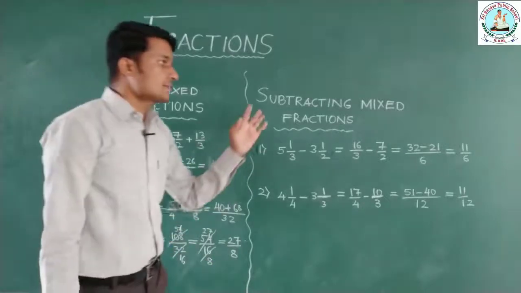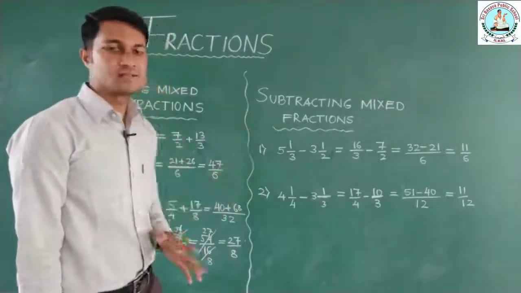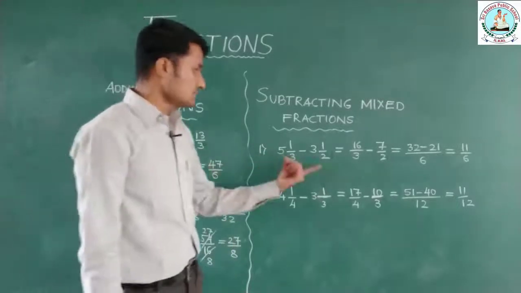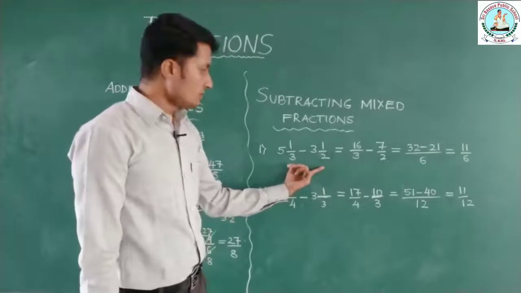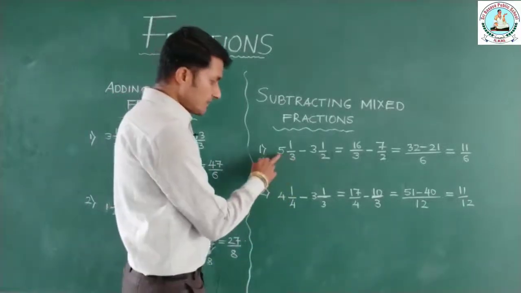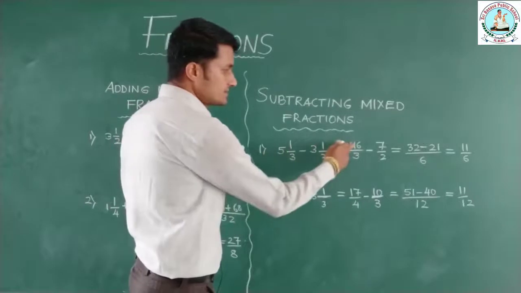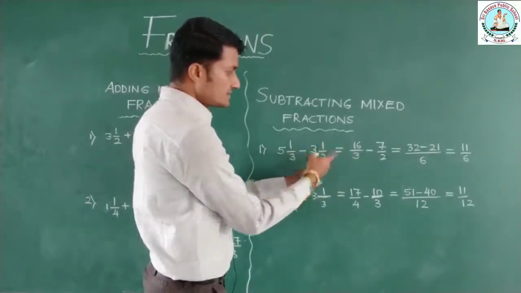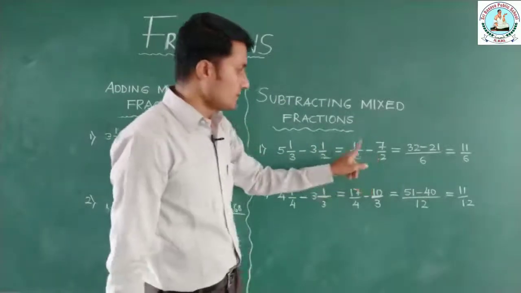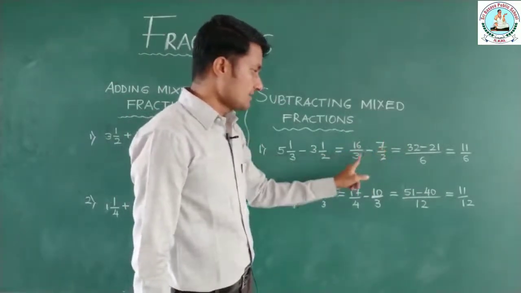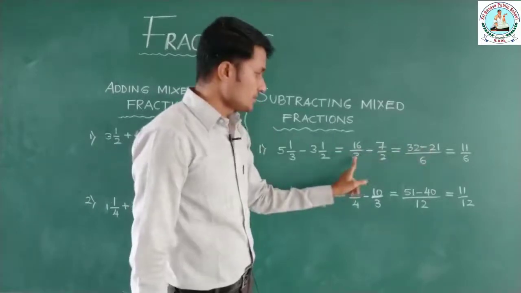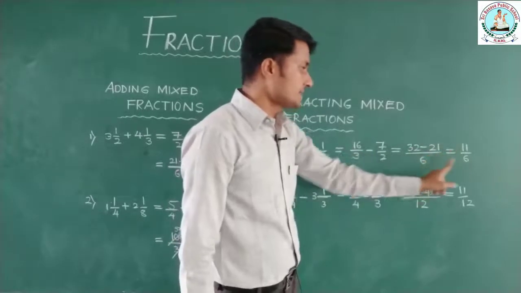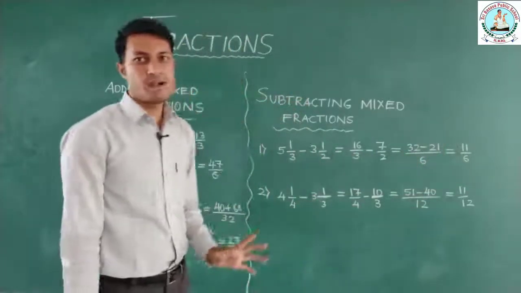Let's go for the subtraction of mixed fractions. It is also very similar to adding, but the only thing is that here we are going to subtract. First convert both these mixed fractions to improper. 3 5s are 15, 15 plus 1 is 16, so 16 divided by 3. 2 3s are 6, 6 plus 1 is 7, that is 7 by 2. So cross multiply here. 16 2s are 32, and 7 3s are 21. So 3 2s are 6. 32 minus 21 will be 11, and 6 as it is. So 11 by 6 is the simplified answer.